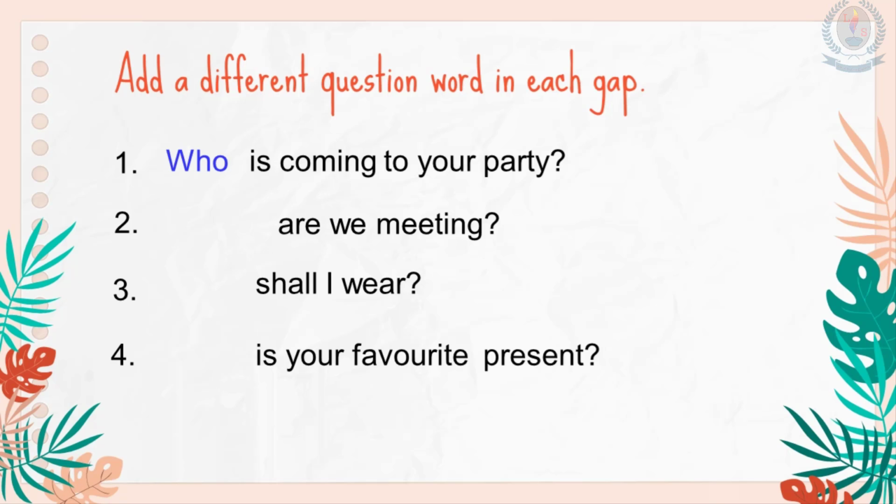Number 2, blank, are we meeting? Here we can use where. Where are we meeting? Number 3, blank, shall I wear? I can use here what. What shall I wear? Number 4, blank, is your favorite present? Here even I can use what. What is your favorite present?